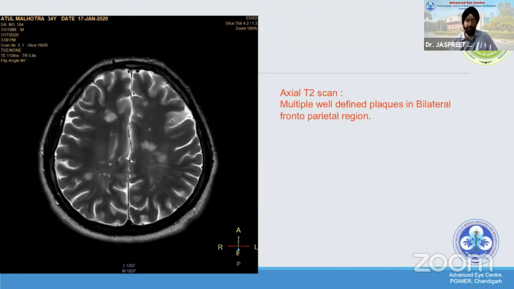So we order an MRI. Obviously, MRI has to be ordered. We can't just depend on what the OCT is saying. So when we do an MRI, probably we see all these plaques. These are the active plaques probably. So there are no black holes.